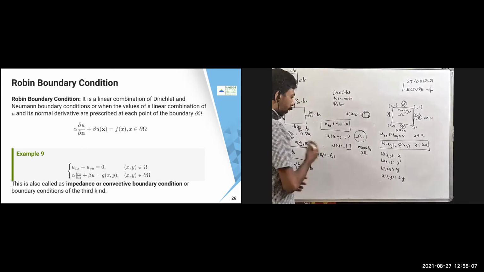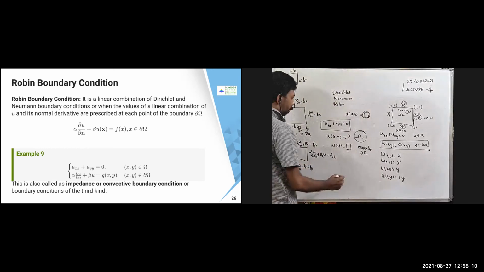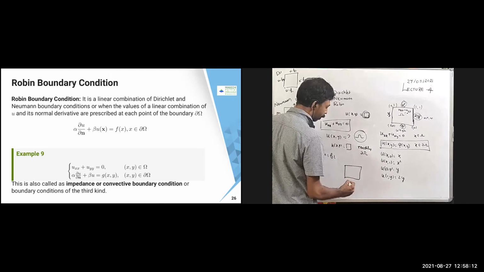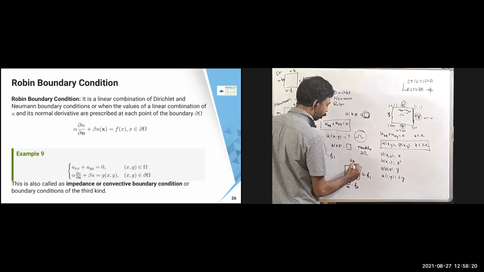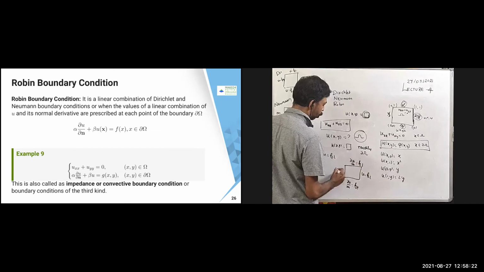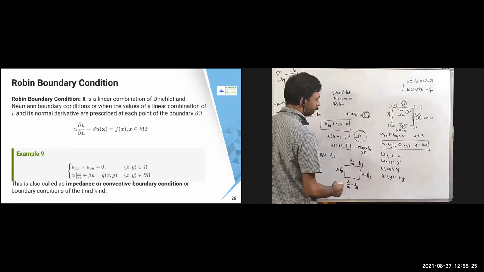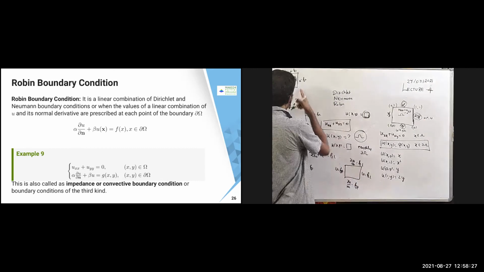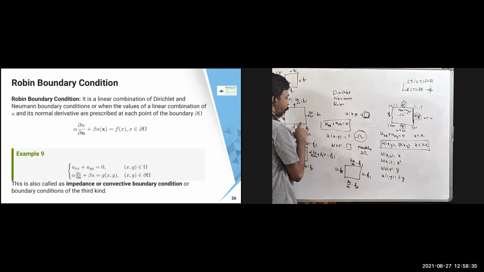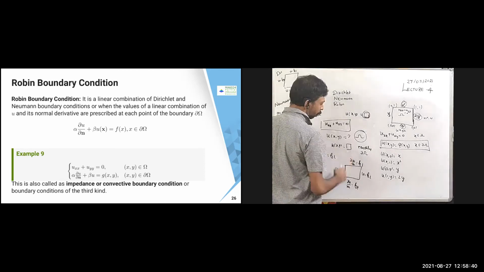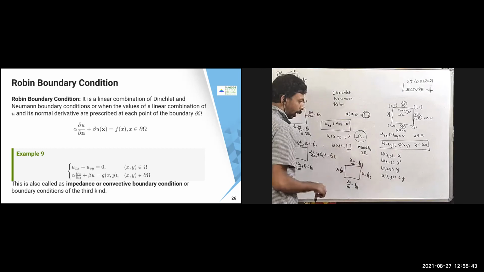Now, apart from that, some other conditions are there. For example, if I prescribe ∂u/∂n equal to f1 here, u equal to f2 here, ∂u/∂n equal to f3 here, and u equal to f4 here, this is called mixed boundary condition. If you define that condition everywhere, it is Dirichlet; if you define the normal derivative everywhere, it is Neumann; if you define a combination, it is Robin. And this way it is called mixed boundary condition.